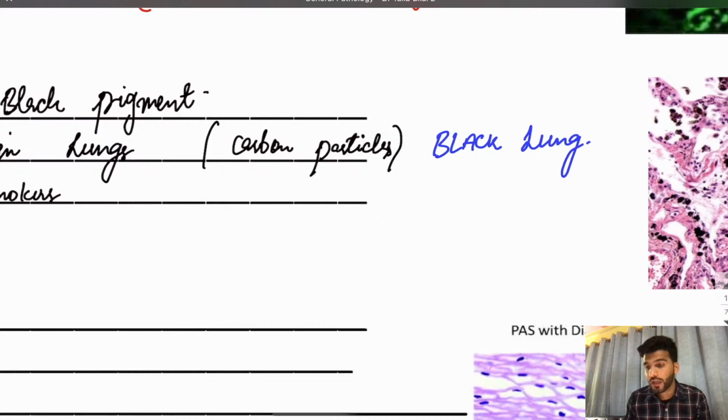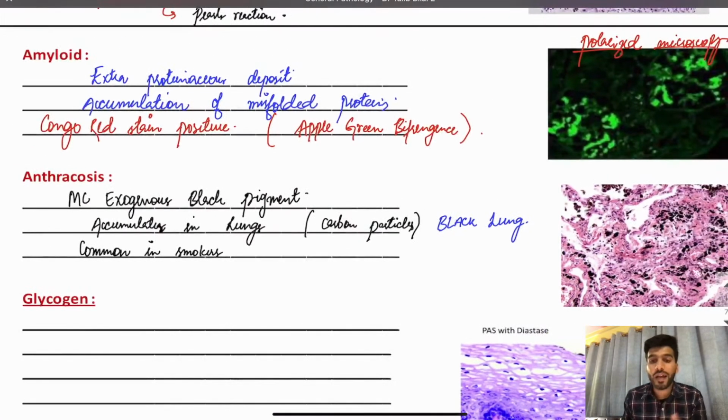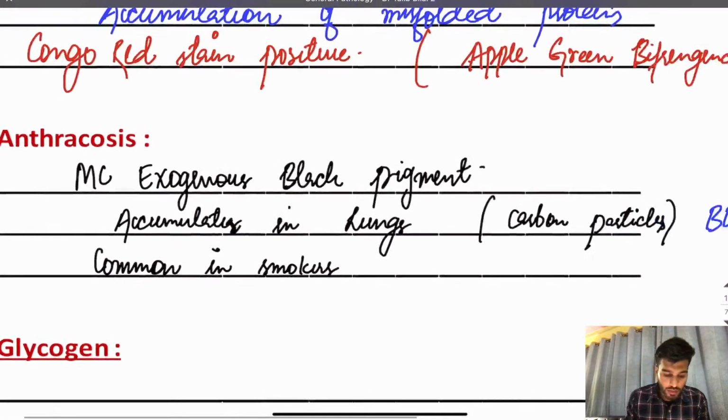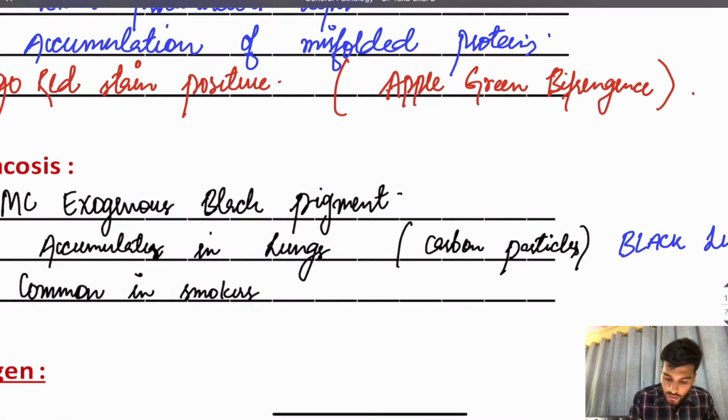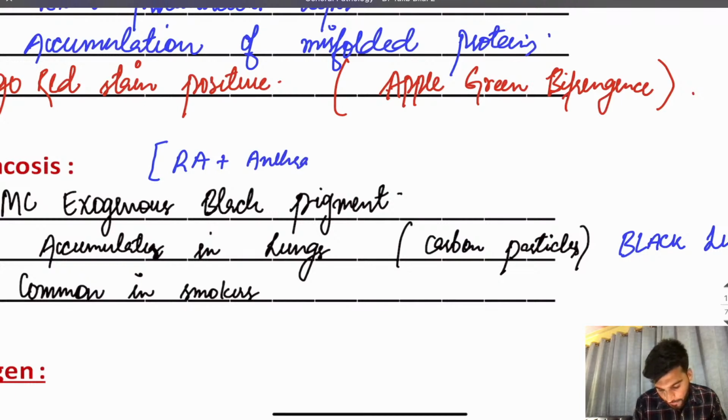Now one question from the medicine point of view, guys. If there is rheumatoid arthritis along with anthracosis, what is the syndrome? Anyone in the comment section, guys? Rheumatoid arthritis plus anthracosis is also called rheumatopneumoconiosis. The syndrome is called Kaplan syndrome. What is the name of the syndrome, guys?